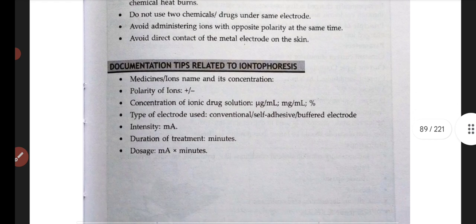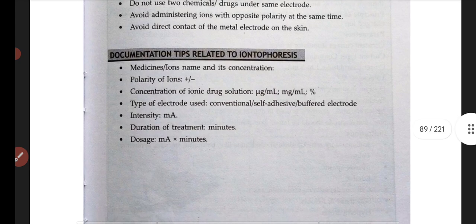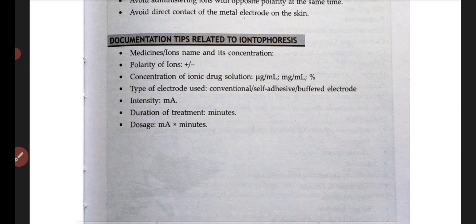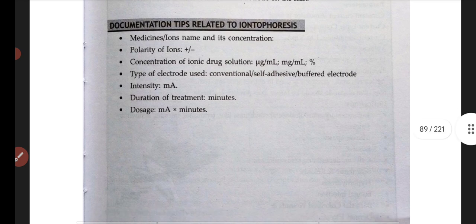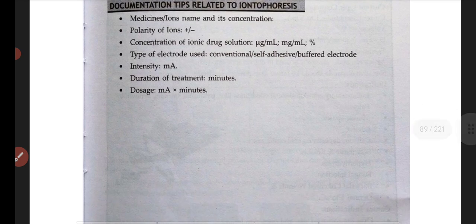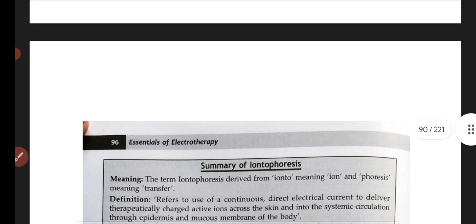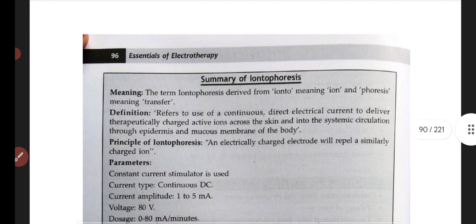Documentation tips: the medicine or ion name and its concentration, polarity of the ion, concentration of the ionic drug solution, type of electrode used, conventional or self-adhesive or buffered electrode, intensity in milliampere, duration of treatment in minutes, and dose in milliampere-minutes. So this is the summary.